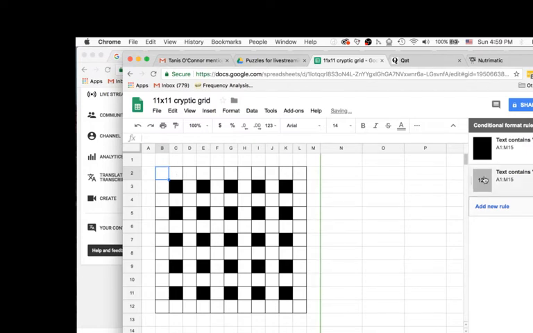I've also said that if the text contains a question mark, it should gray that square. This will allow me to say, well, maybe I want a black square here, maybe I want a white square, you know, it'll go gray. And then when I'm actually putting entries in, I can decide which one I'm going to do.